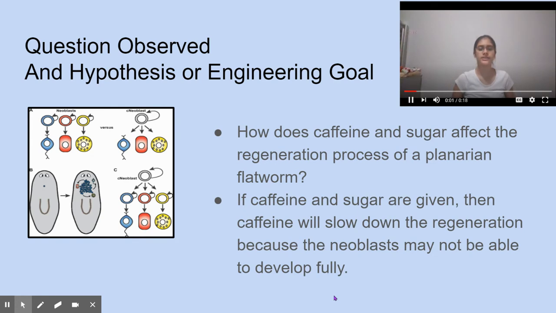My question is, how does caffeine and sugar affect the regeneration process of a planarian flatworm? And my hypothesis is that if caffeine and sugar are given, then caffeine will slow down the regeneration because the neoblast may not be able to develop fully, because caffeine is a toxic thing if you consume too much of it.